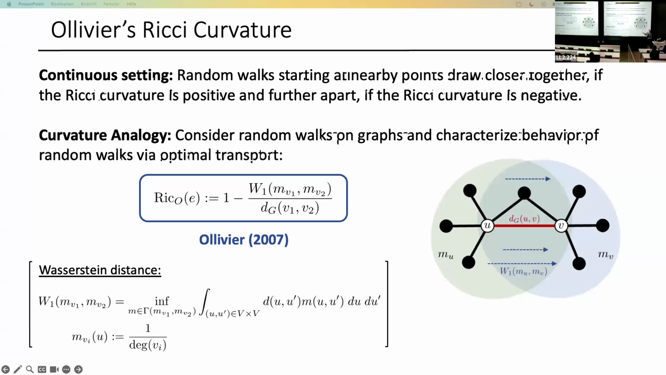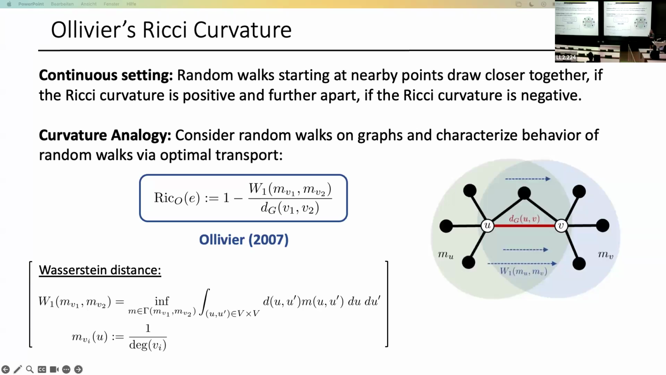The first notion that we will see in this talk, I should say we will only see two notions in this talk. This is by no means an exhaustive list, just a biased selection of the two curvature notions that I have studied most, but there are other notions out there. The first one that we will see is Ollivier's Ricci curvature.